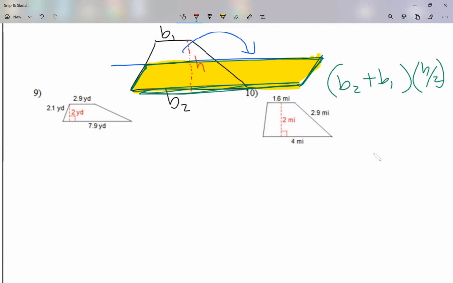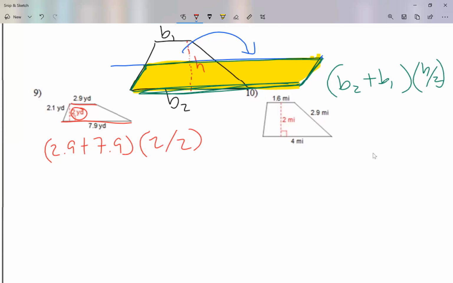So this is how we're going to work this. Let me use red so it stands out. The bases are the two sides that are parallel. So in question number 9, let me add 2.9 plus 7.9. In one parentheses, I'm going to add the two bases, 2.9 plus 7.9. And then in another parentheses, I'm going to go the height divided by 2. The height is usually this number given to you in red. So I'm going to go 2 divided by 2. So what's the half of 2? I'm going to look at that as a different parentheses.